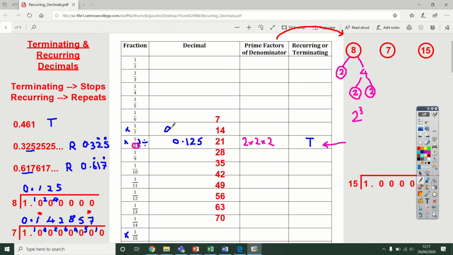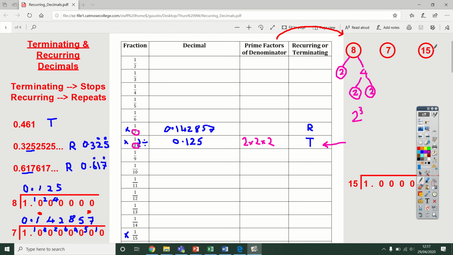1/7 is 0.142857. This time it's a recurring decimal, so I'm going to put recurring in the box at the end. R for recurring. Okay. Then I also need a factor tree for my denominator.